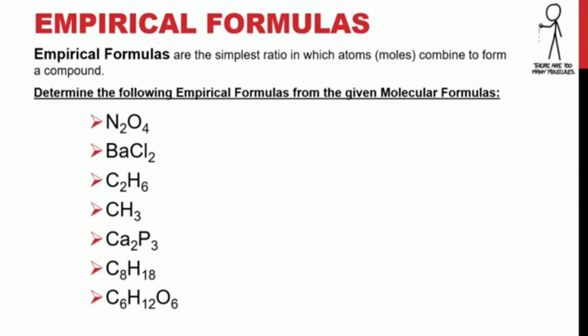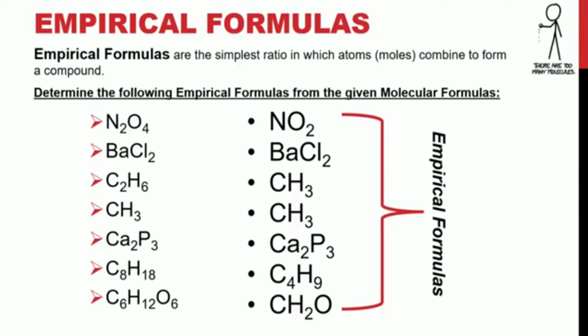Now it is time for you to try some practice. Look at these formulas and see if you can determine the empirical formulas. Did you get them right? Notice how the ionic formula for barium chloride remains the same, because ionic compounds like barium chloride and calcium phosphide are always written as empirical formulas. Sometimes molecular formulas can be reduced to empirical formulas, meaning that a molecular formula and empirical formula can sometimes be the same, but not always.